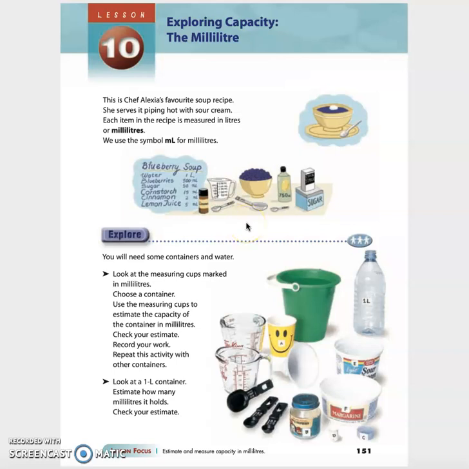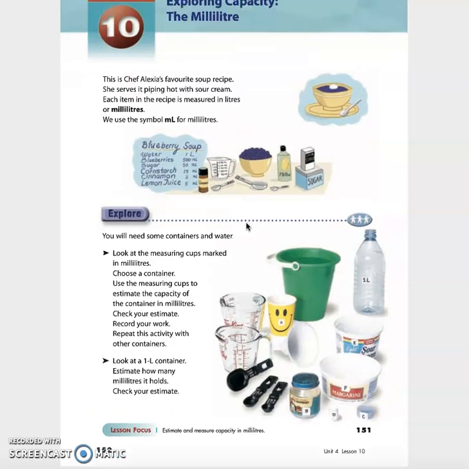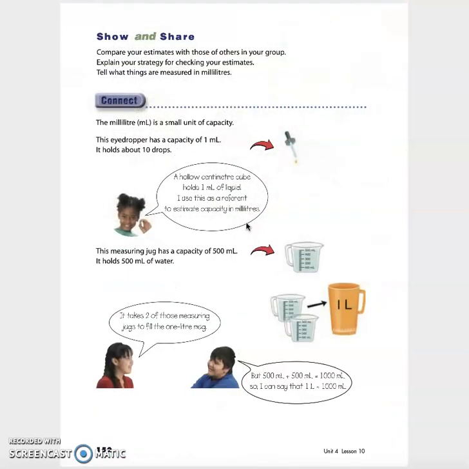Page 151 in your textbook, if that's where you'd like to follow along. Milliliter is a very, very small unit of measurement. If you are following along and you see the picture of the eyedropper, a full eyedropper holds about 1 milliliter. So even though we drop it out drop by drop, about 10 drops from an eyedropper are going to make up 1 milliliter. So quite a tiny amount.